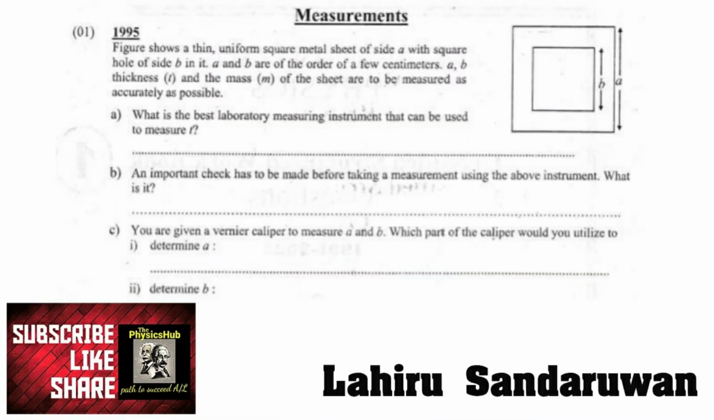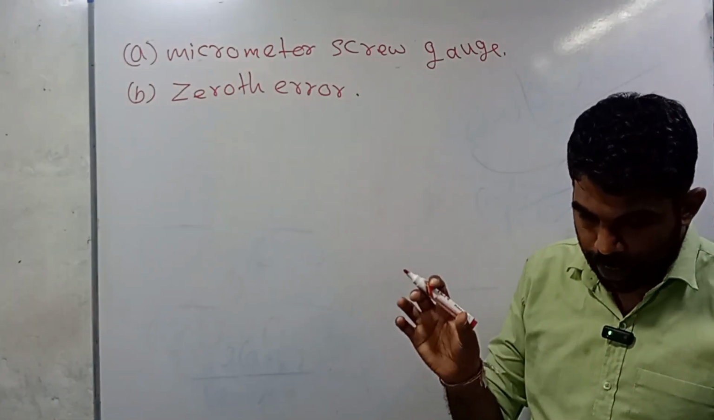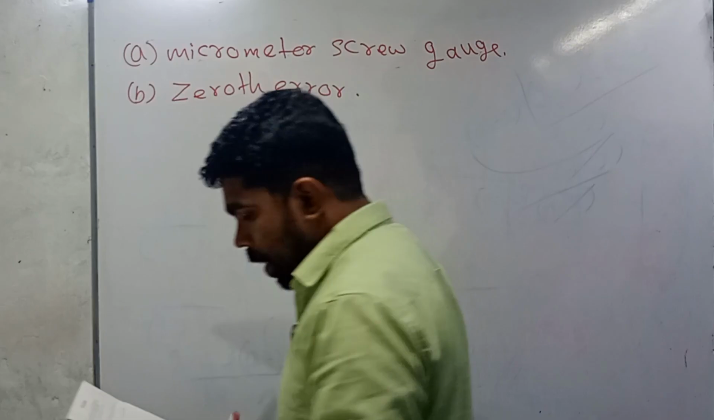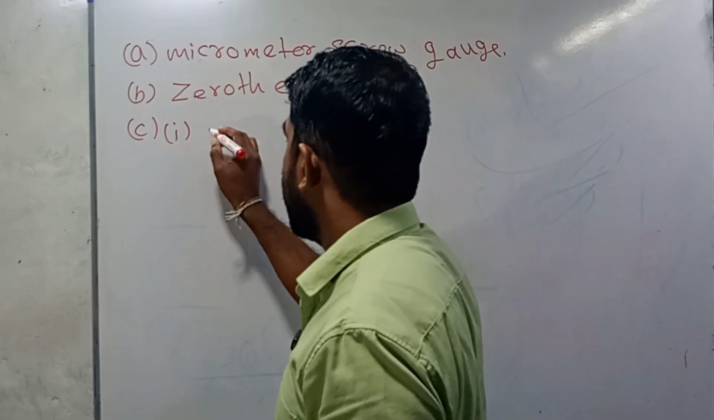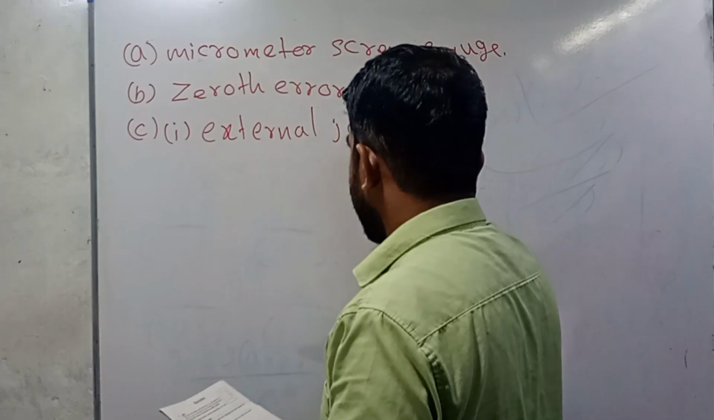Then part C. You are given a vernier caliper to measure A and B. Which part of the caliper would you utilize to determine A and to determine B? A means external length. We can measure it by using external jaws. Then we can write C part 1. When measuring A, we have to use external jaws.